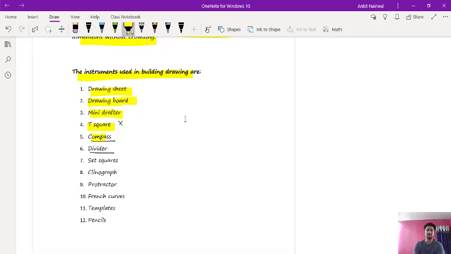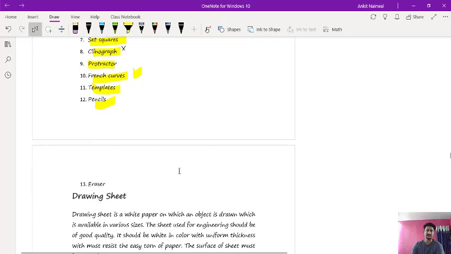In school you must have used compass, divider, set squares, clinograph. This is also not that important, but I will tell you about that part also. What are protractors, this part you know. French curves, I will tell you about, but you do not need to buy that. Templates are also not that important. Pencils are important, and another important thing is erasers. So first of all, drawing sheets.